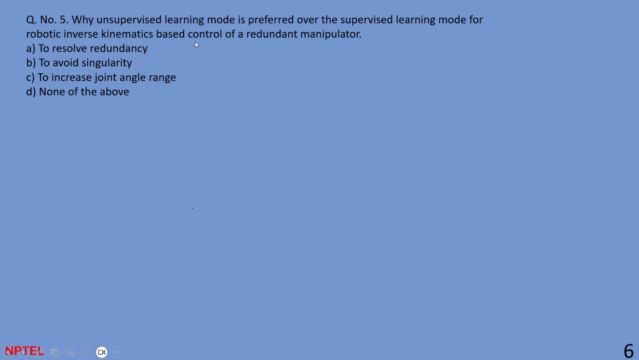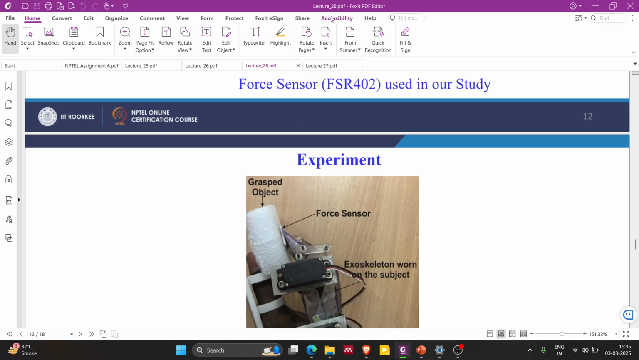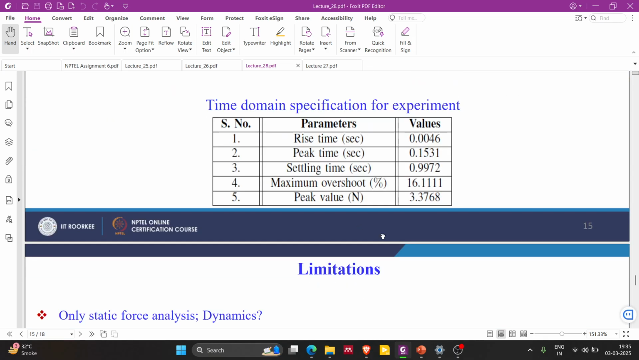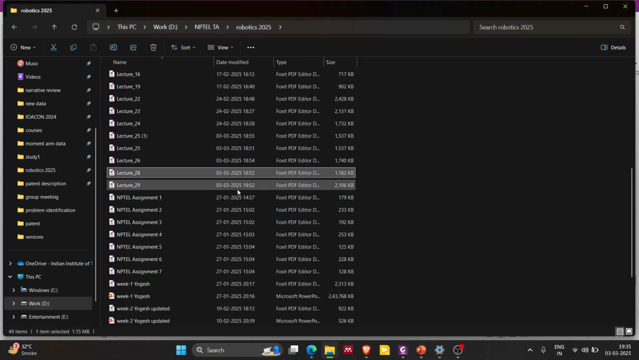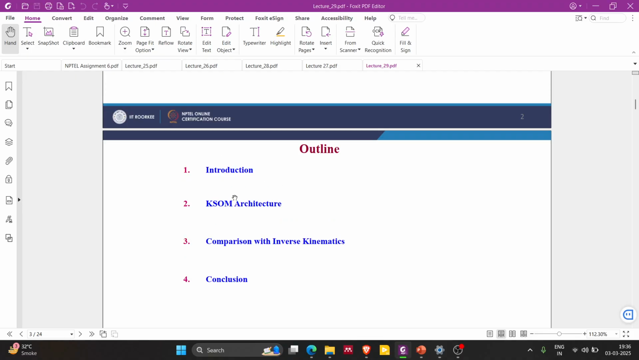Why is unsupervised learning mode preferred over supervised learning mode for robotic inverse kinematics based control of redundant manipulation? This is one of the topics which Professor Felix has stressed. I think it's lecture 29. So if you go to this lecture 29, you don't have to.